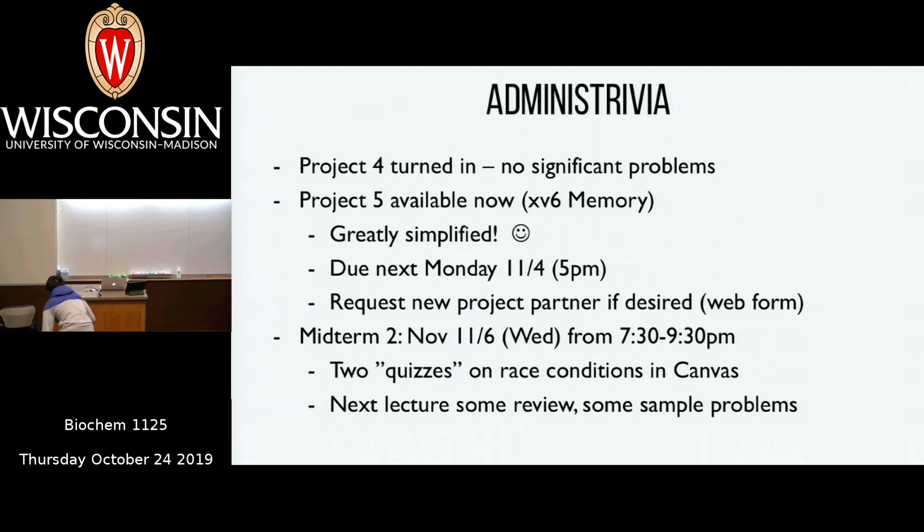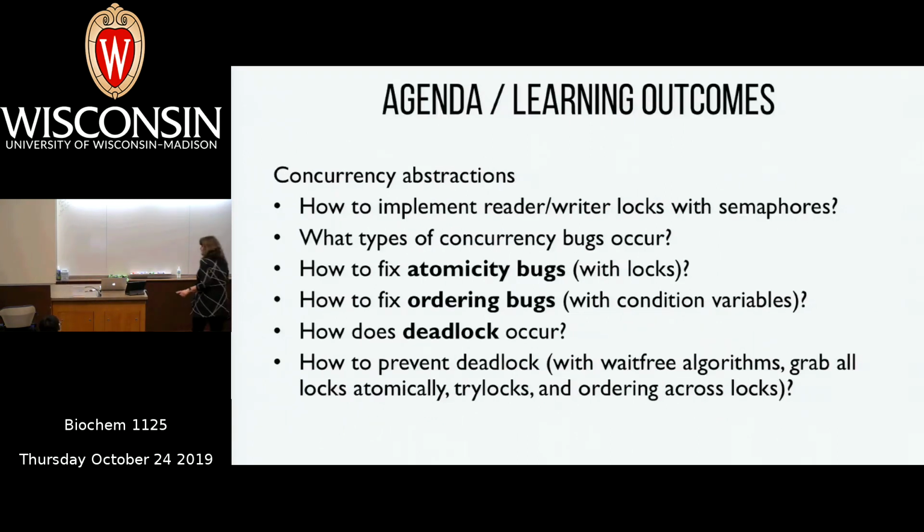All right. OK, so today we are going to go back to semaphores and understand the reader-writer locks. Then we're going to understand a whole bunch of bugs that occur in real applications. So we'll talk about how you'd fix them. So it should be a good review for you on how those different primitives work. So we'll fix some atomicity bugs. We'll fix some ordering bugs. We'll understand how deadlock occurs and how we could fix that.